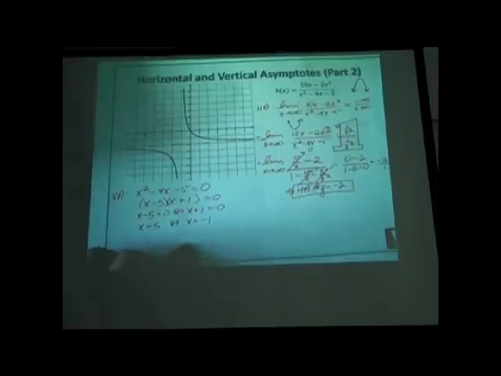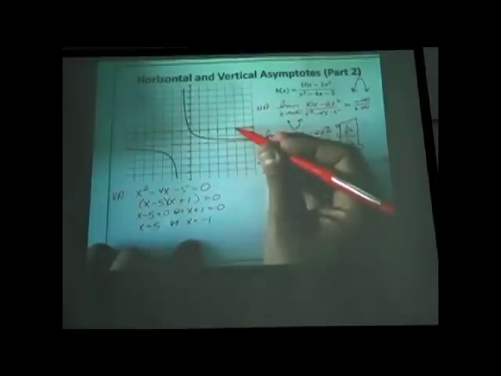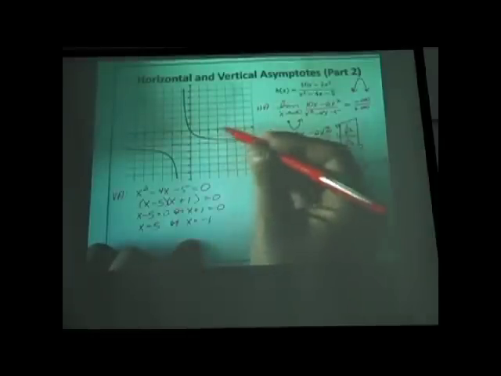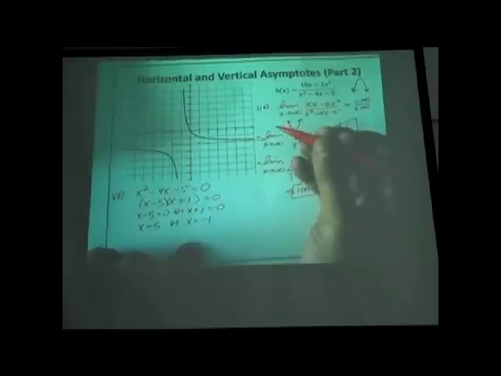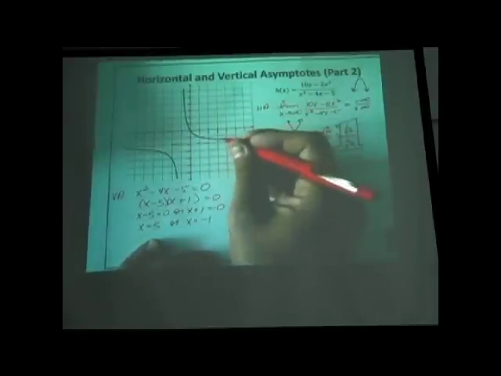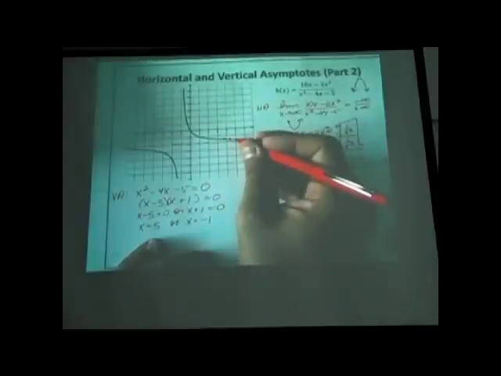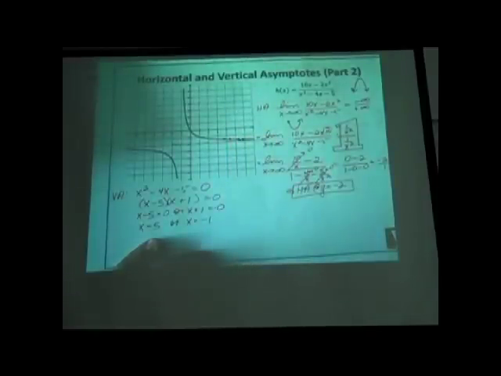When I look at my graph, though, over here at x equals 5, I don't see that the graph is getting closer to infinity or negative infinity. I just see the graph gets closer and closer and closer to some point over here. It happens from the left and from the right.